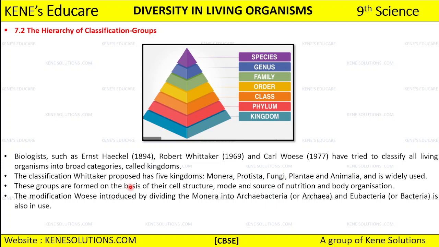So he was looking at the cell structure, the mode and source of nutrition that the organism is following, and the body organization. Whatever modification was seen by Woese, he introduced them by dividing the first kingdom that we have, Kingdom Monera. Woese divided Monera into Archaebacteria, which we can also call Archaea, and Eubacteria, which is also called bacteria and is also in use nowadays.